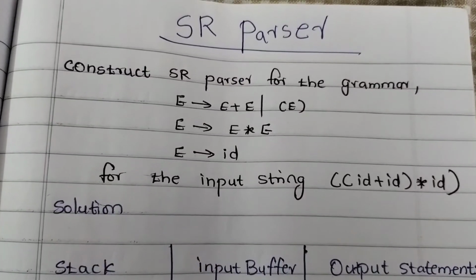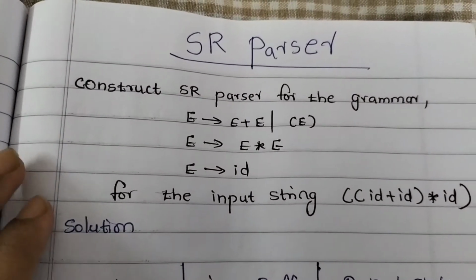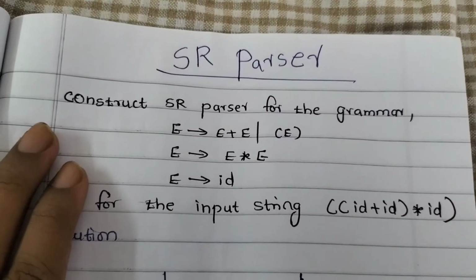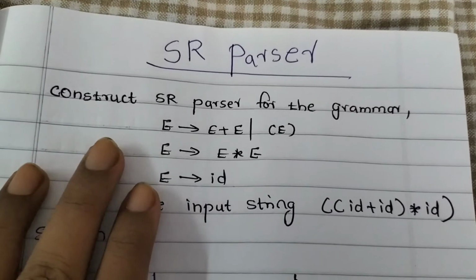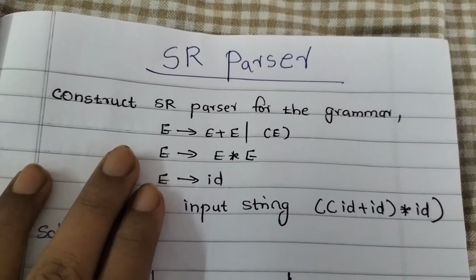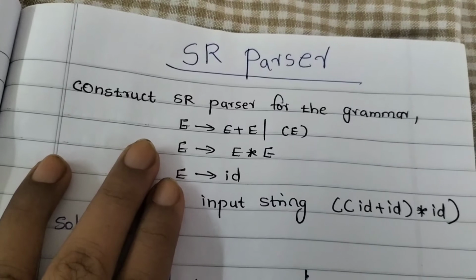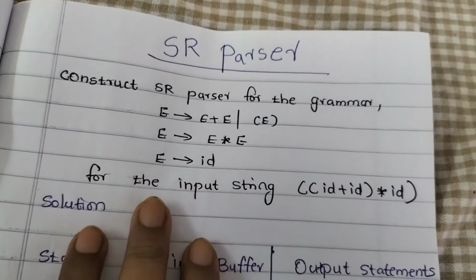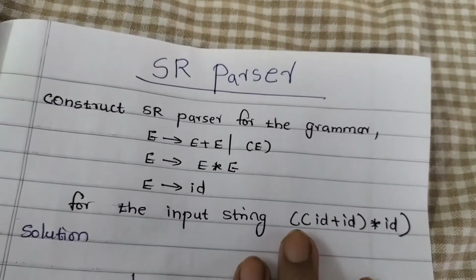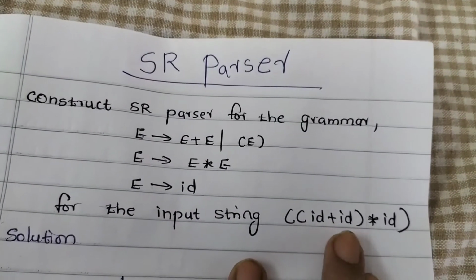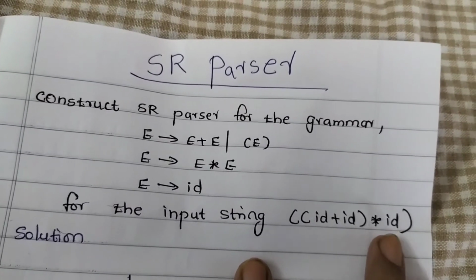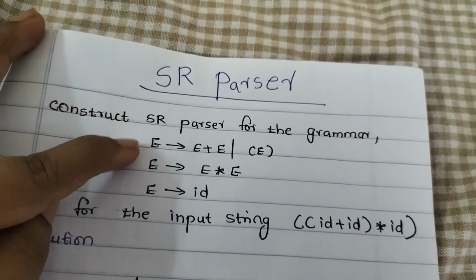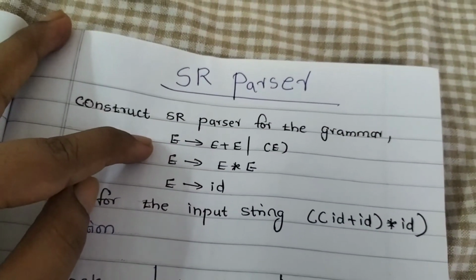Hi friends, again today we are going to see another problem. It is from SR Parser. Consider this grammar: E tends to E plus E, E tends to open bracket E close bracket, E tends to E star E, E tends to ID. We have to check whether the input string (ID plus ID) star ID is accepted by this grammar or not using SR parser.